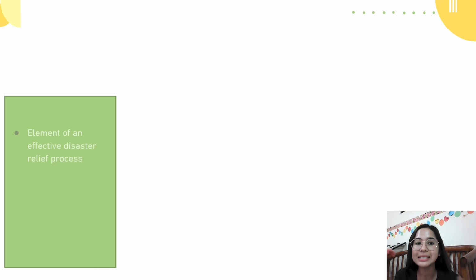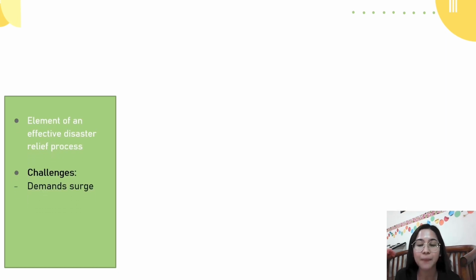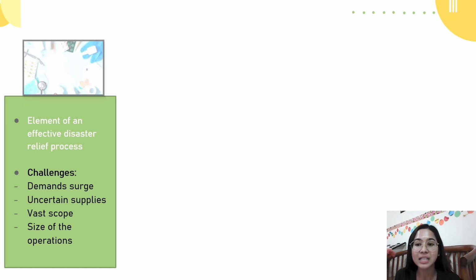Today, I'm going to present humanitarian logistic distribution. Humanitarian logistics is a critical element of an effective disaster relief process and is described as a special branch of logistics with challenges such as demand surge, uncertain supplies, critical time window, vast scope, and size of the operations.